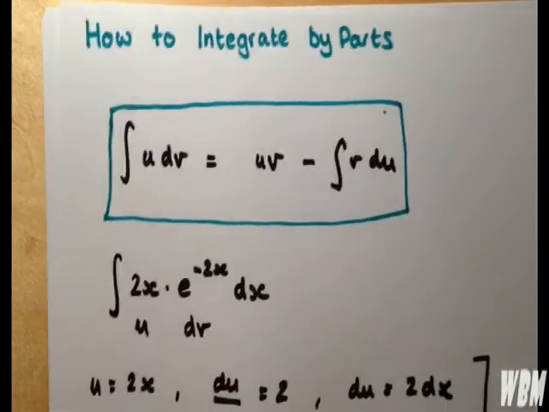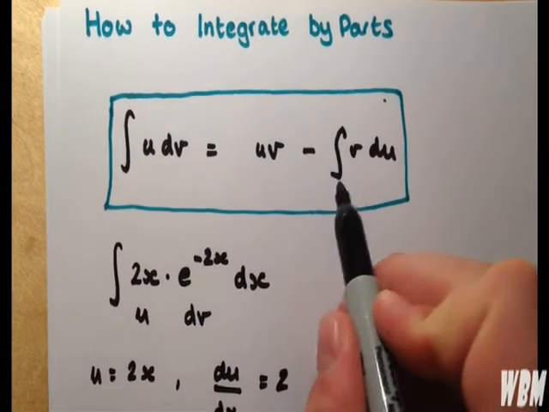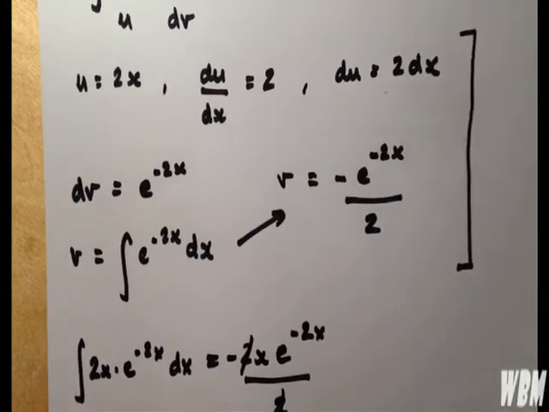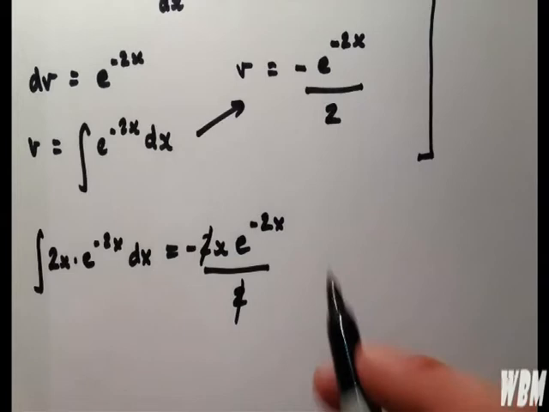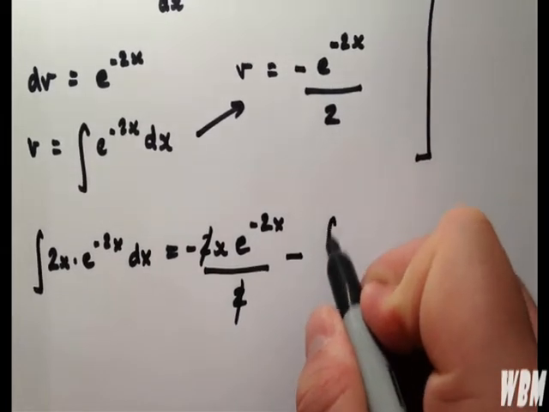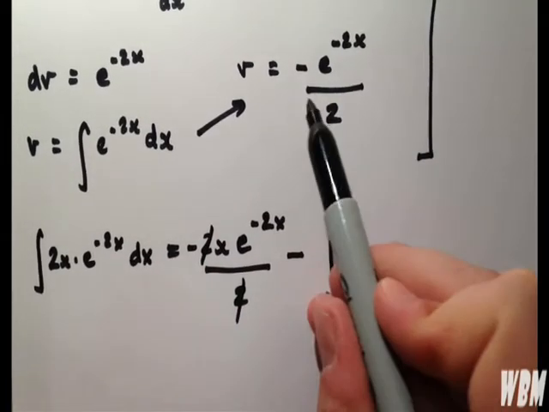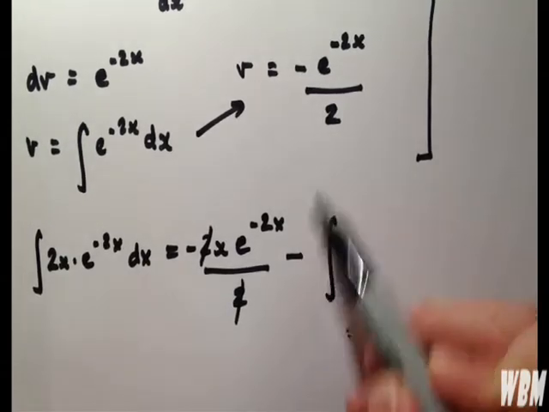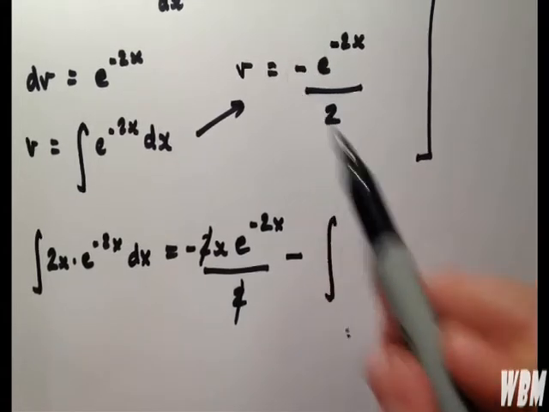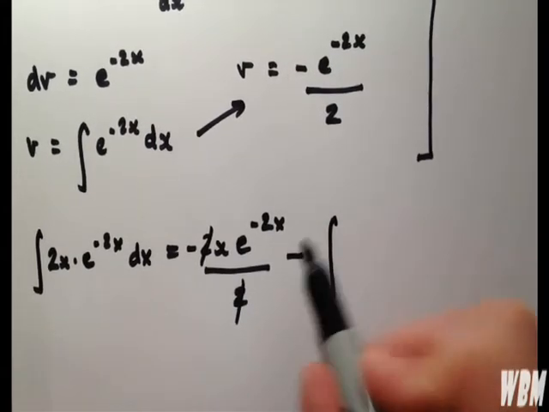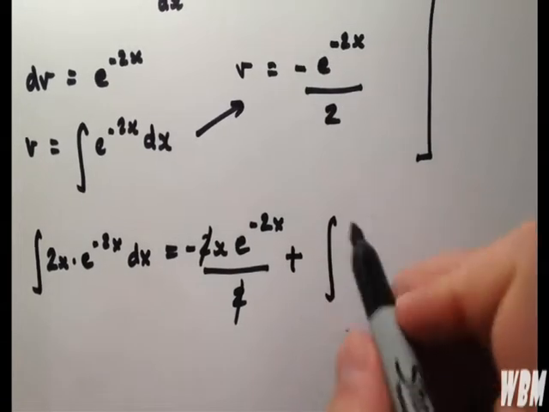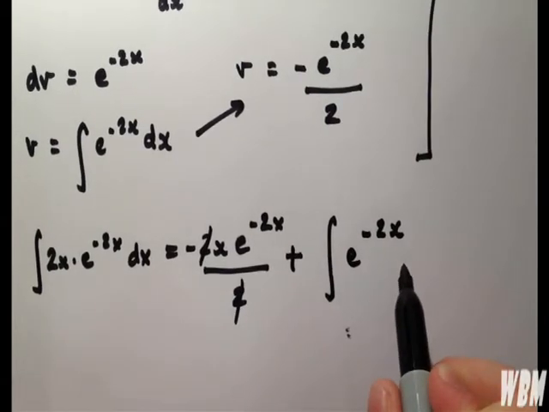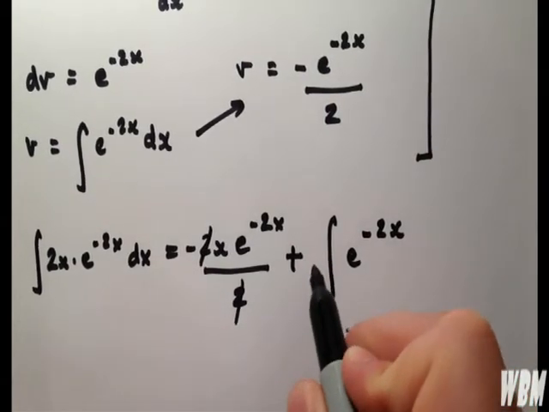Okay, now the next part of this equation is minus the integral of v with respect to u. Minus the integral of v, which is here. Now I have a negative sign here and another one here, so if I take that one from here and put it there, we have plus. So we have integral of e to the minus 2x over 2. Now I can take the 2 outside of this as well.